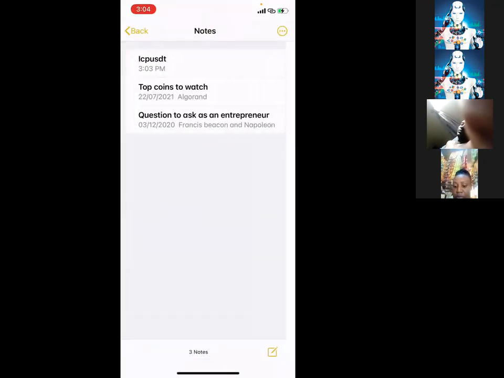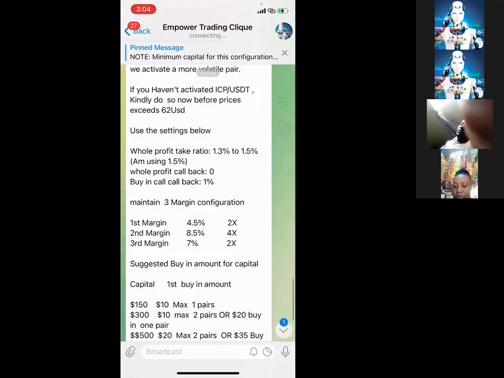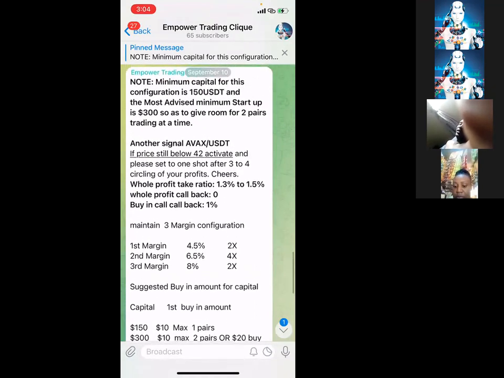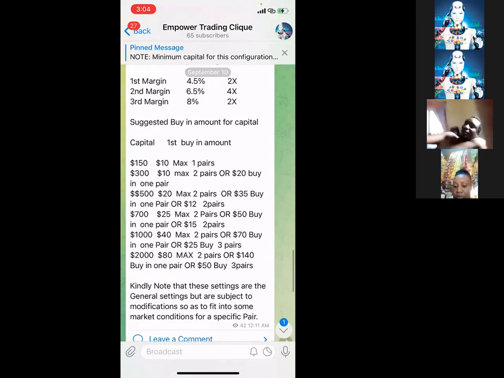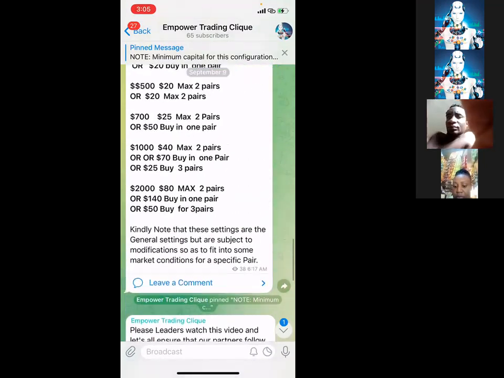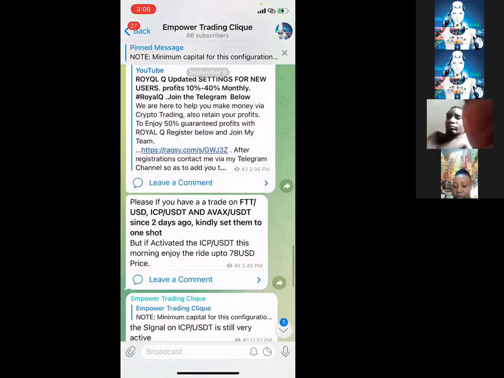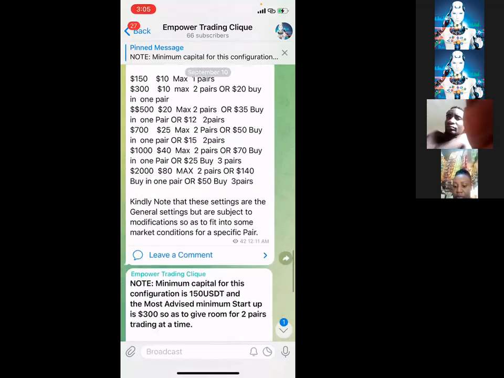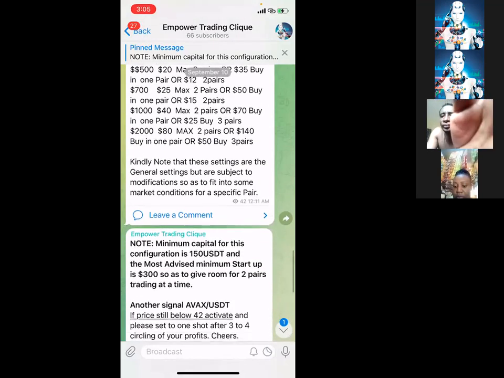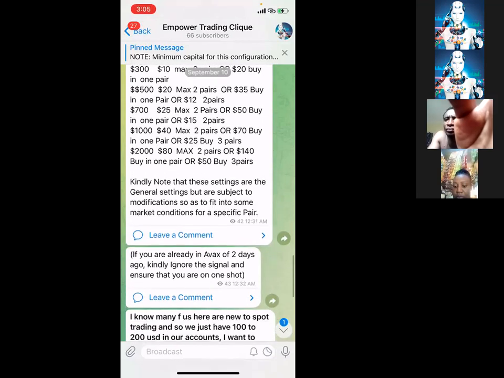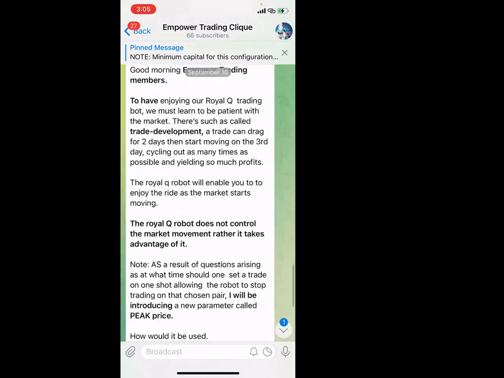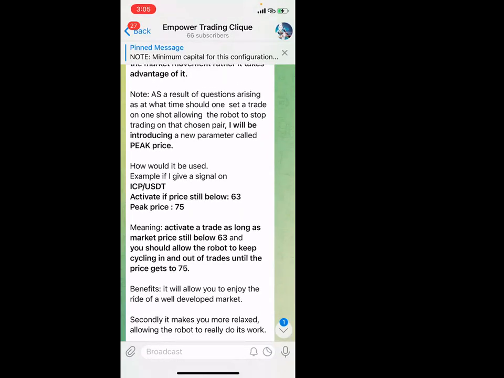Many of you here entered the signal I gave on ICP USDT. I want to check that signal. That was day before yesterday. I sent a signal on ICP USDT. Where is it? No, not this one. The day I gave out the one of Avast and SRS. I gave out SRS. I gave out ICP. Where is it again? Okay, I said activate if price is still below.